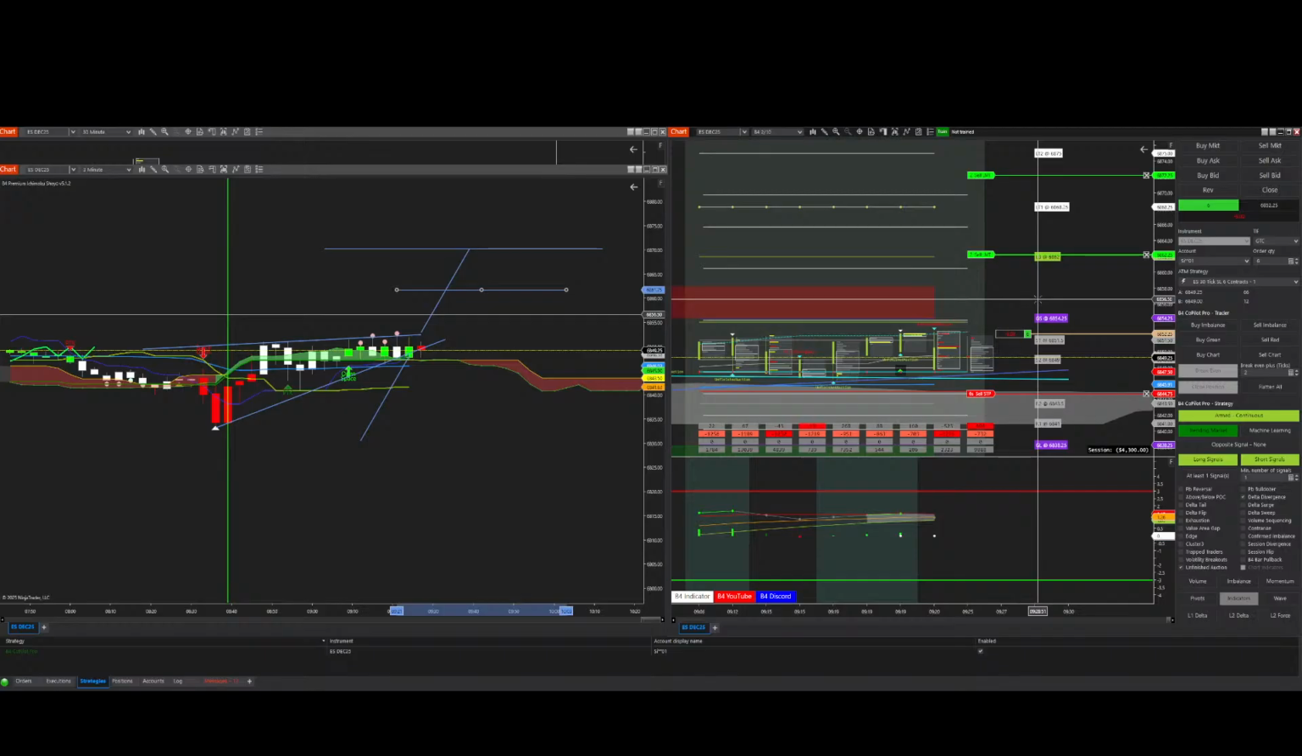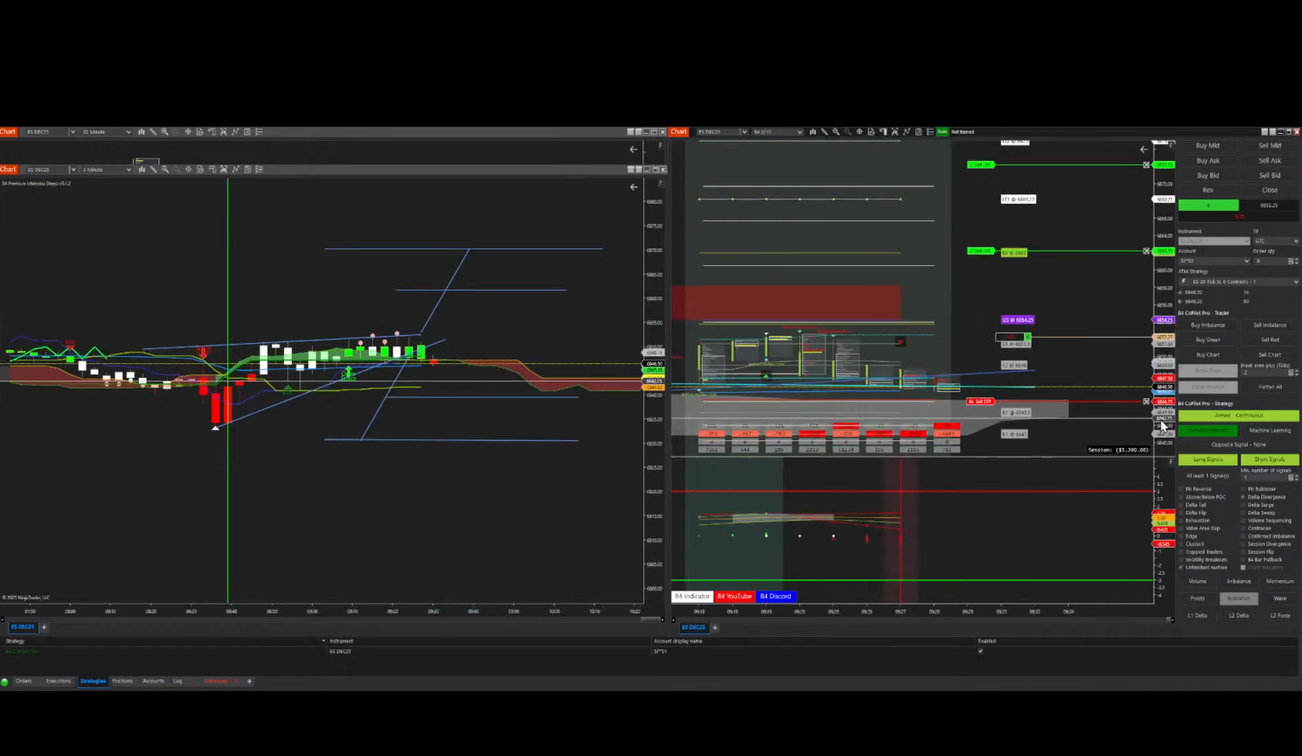We did get a bearish divergence here, delta divergence here. Order submitted.